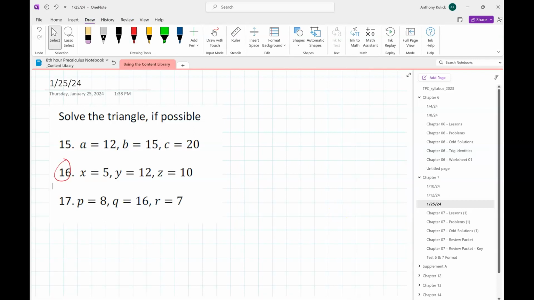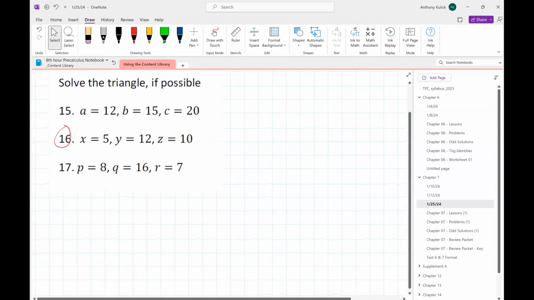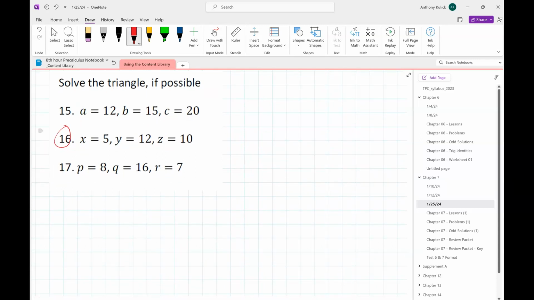So let's say we're going to do 16 here. First thing I'd want to do is look at which situation I'm in. And Nick said this is side, side, side. We can tell right away because we aren't given any angle measures. It's the only one that has no angle measures in it. It's really easy to tell.